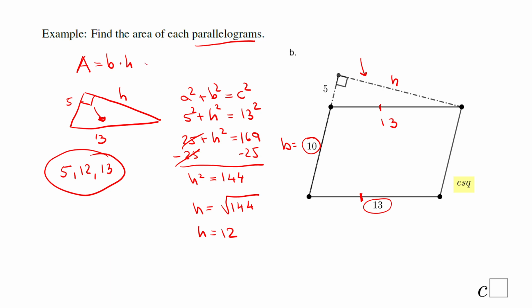We can go back here and we have the base. The base, be careful, is this 10, it's not 15. It's 10 times the height, which is 12. So the area will be 120 square units.